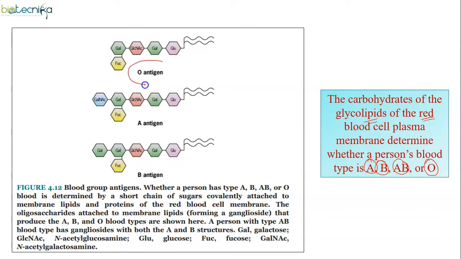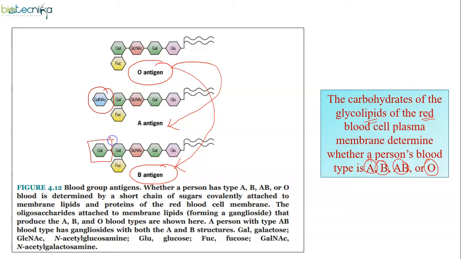Remember, O antigen is the parent from where A and B are obtained. So it is a combination of galactose fused with fucose, N-acetyl glucosamine, galactose and glucose. If a person has A antigen, it is the same parent molecule but one extra N-acetyl galactosamine will be there, catalyzed by N-acetyl galactosamine transferase. If a person has B antigen, then the same composition as O antigen, but instead of N-acetyl galactosamine, here a galactose molecule will be added. The enzyme responsible for this is galactose transferase.